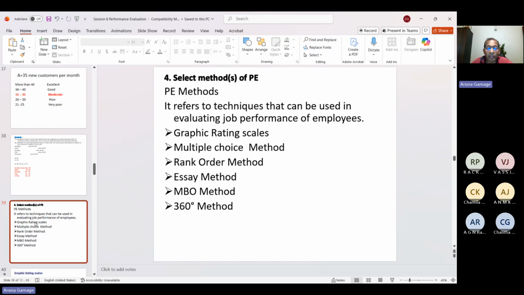Select the method of performance evaluation. There are many methods, some old, widely used and popular. We will discuss some of the widely used popular methods: graphic rating scale, multiple choice method, rank order method, MBO method, 360-degree method, and some more. The ranking method is also there. First, we will discuss the graphic rating scale.